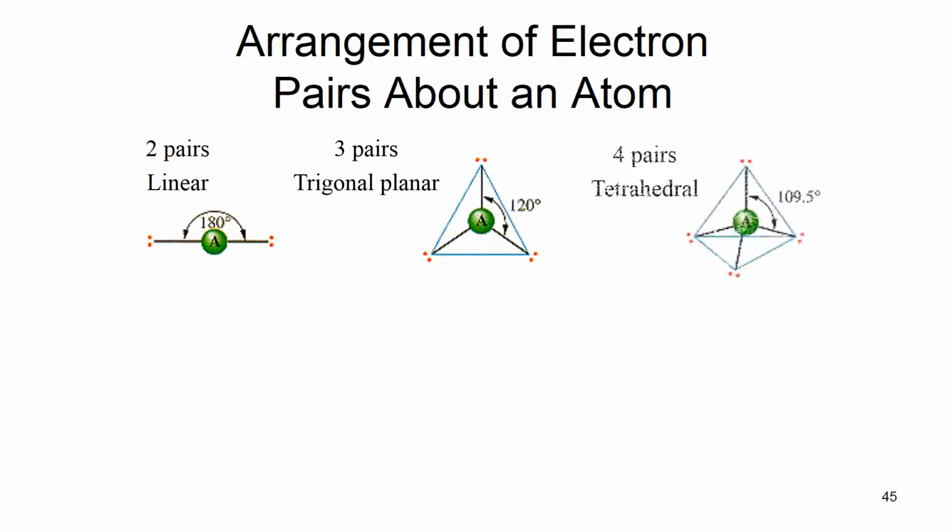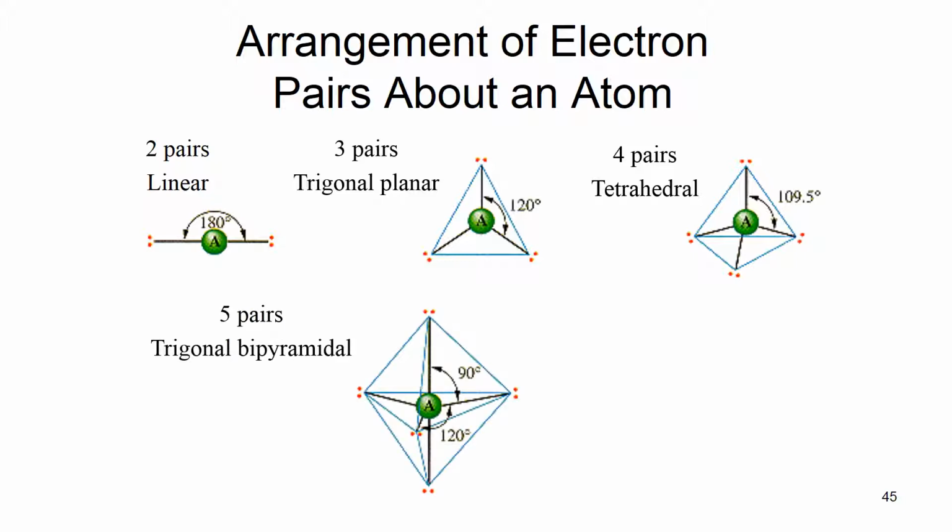Now four pairs gets us more into our three-dimensional state. So four pairs is called tetrahedral. And you can see that two of the bonds are in the plane of the board, one is coming out at you and one is going backward. So they try to show the three-dimensionality there in this structure. The bond angles there are 109.5 degrees.